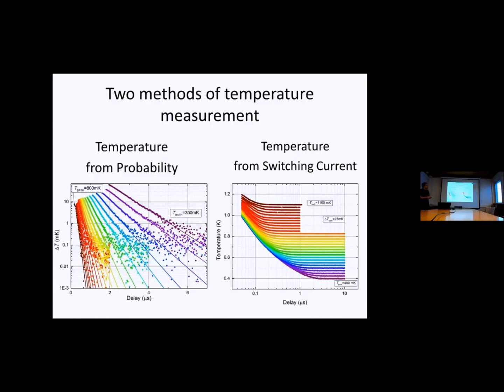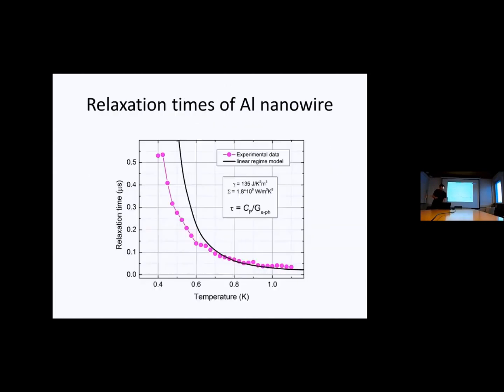These are the same data, but in this highly nonlinear regime. So here you can study this probability mode. These are data calculated from measuring probability. You see here we can measure departures of 10, 20 mK from the base temperature. But here we can measure, okay, almost 1 K. And these data are just the last parts of the temperature traces recalculated from switching current.